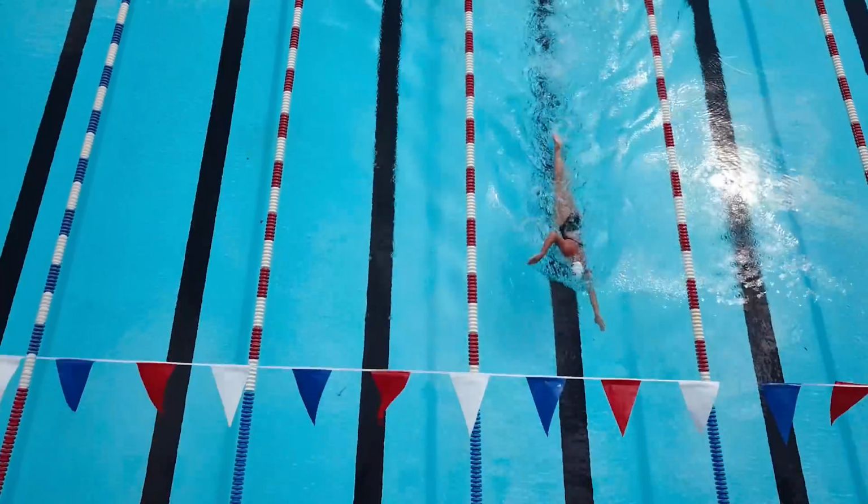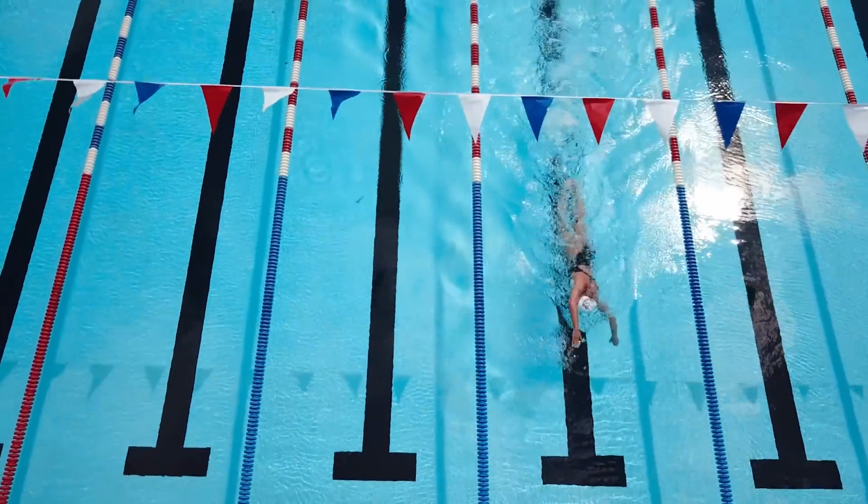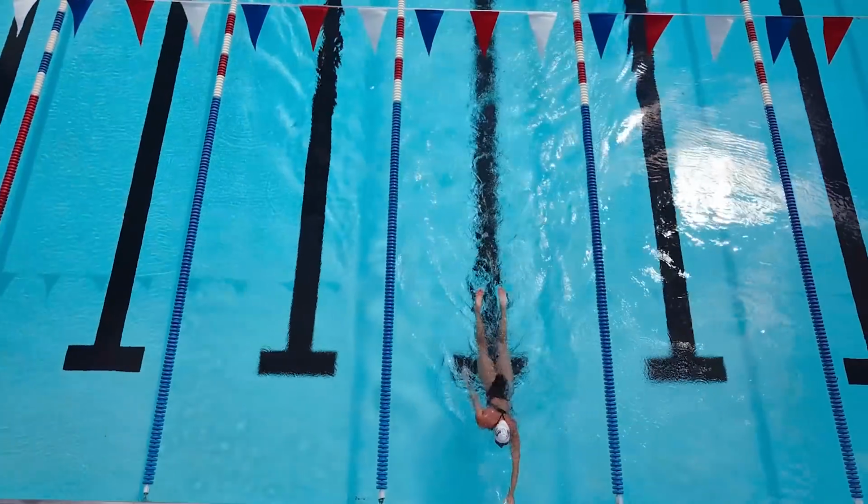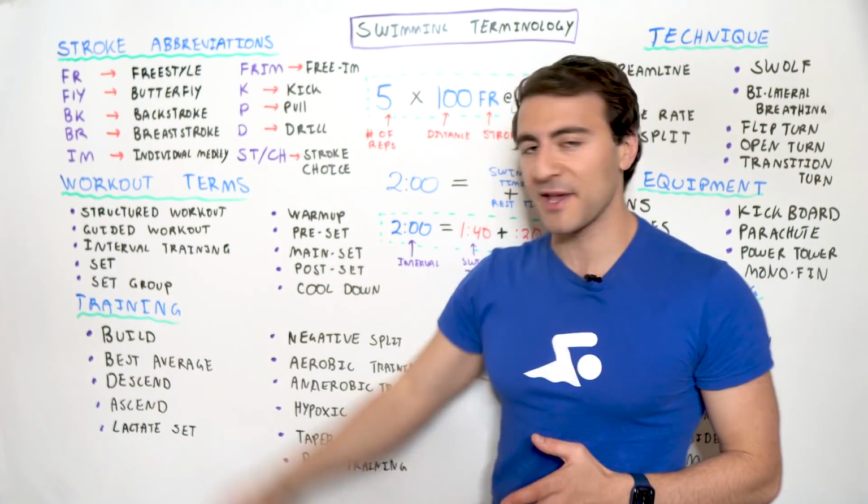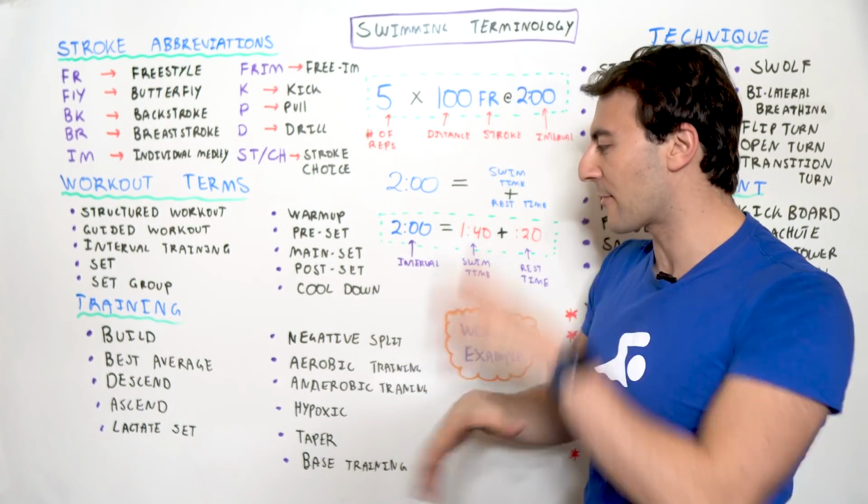Ascend is the opposite. So you're gonna start out at 132, 134, 136, and you're gonna get slower throughout the set. Different training reasons why you do those, but those are two examples that are the inverse of each other.